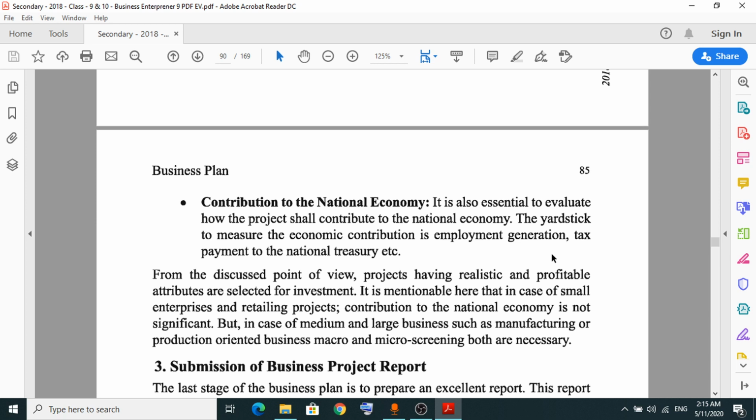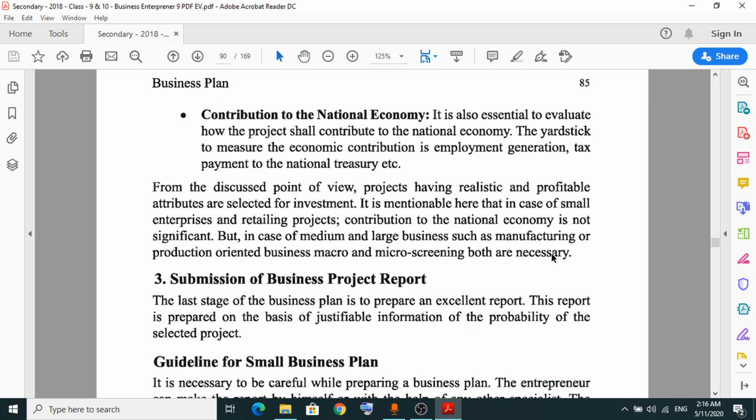This is the thing that you can't ignore, you have to think about the contribution to the national economy. Just making your own money, or making your own profit, this is not called business, or entrepreneurship. It is just self-employment. But if you think about business, that means you have to think about other people's employment, economic contribution, employment generation. You have to consider this when you start the business. Then you can say that you are a businessman or an entrepreneur. Otherwise, you are a self-employed person.